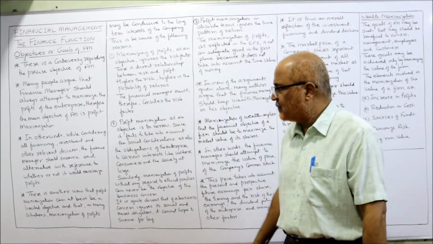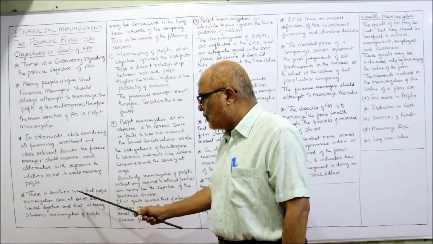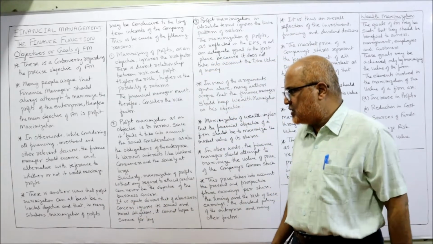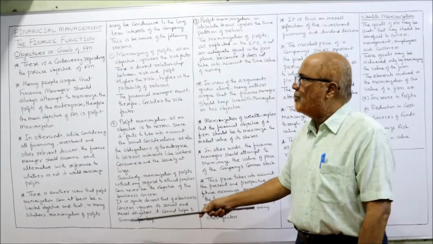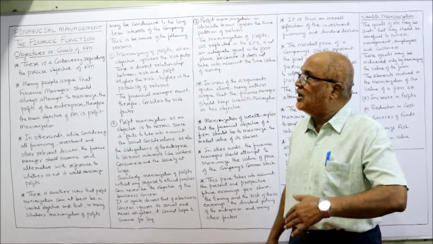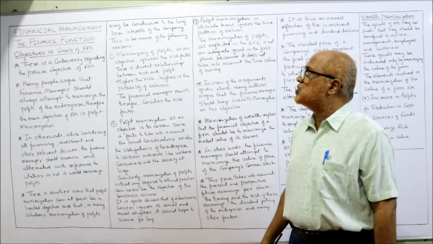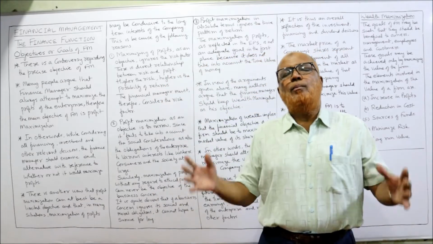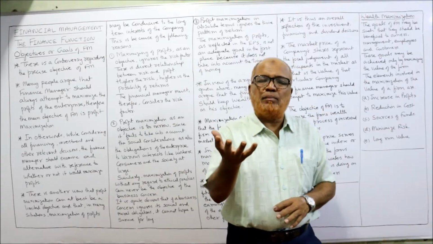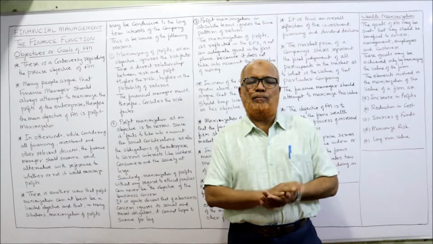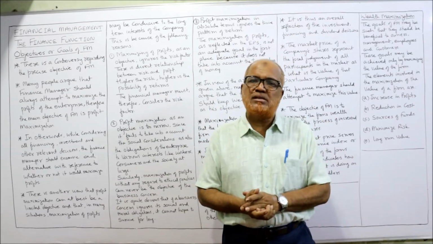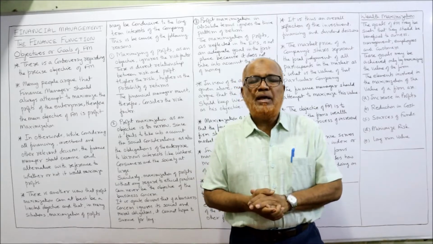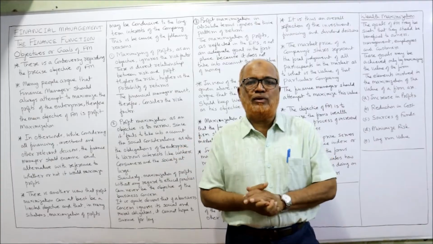That is the objective. There is another view that profit maximization can at best be a limited objective, and that in many situations maximization of profit may not be conducive to the long-term interest of the company. This is because of the following reasons. Many people will argue that profit maximization is the objective of business and of financial management, but many people will not agree with this view.